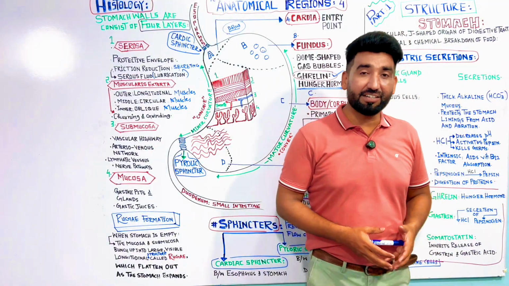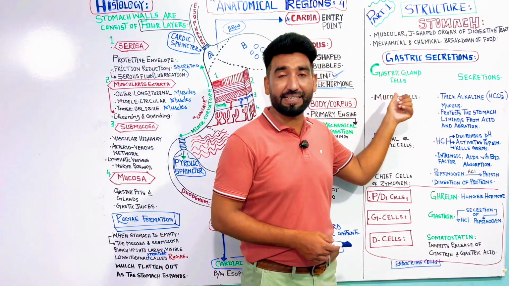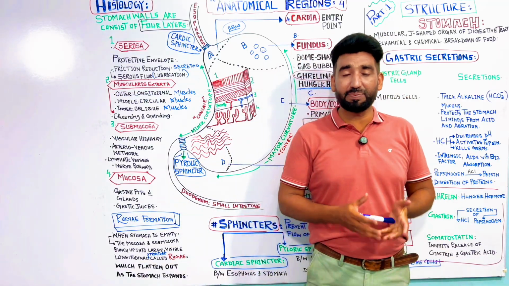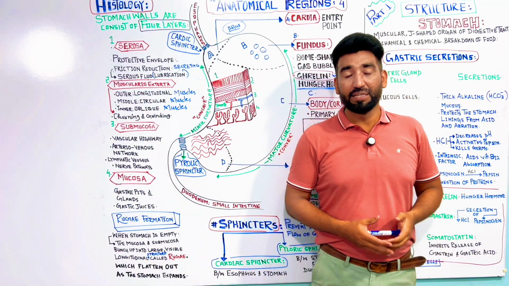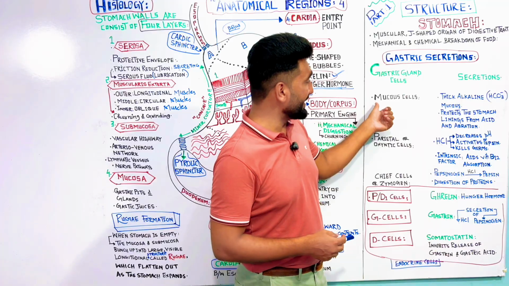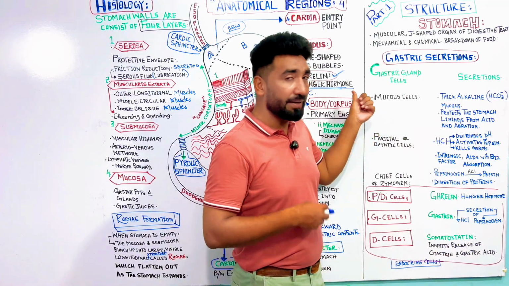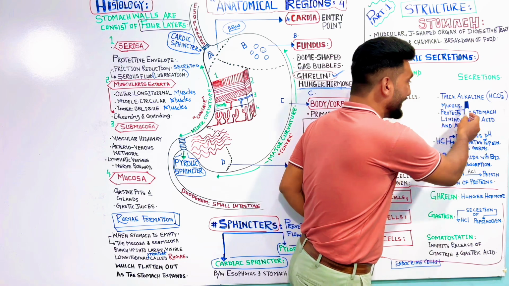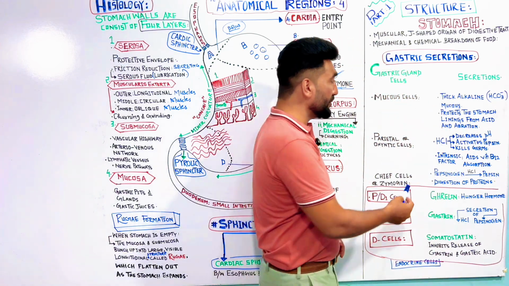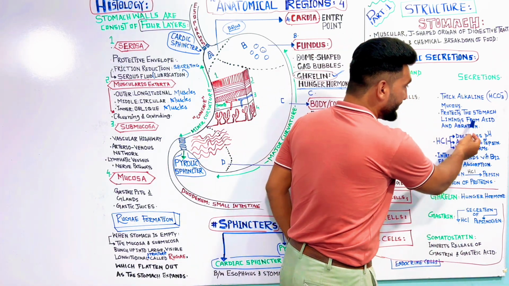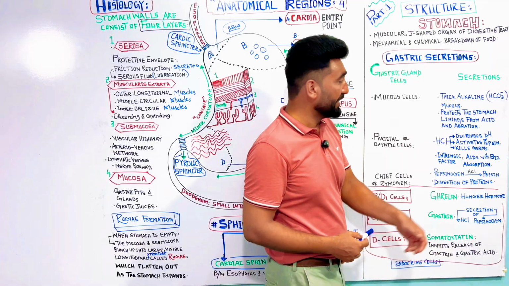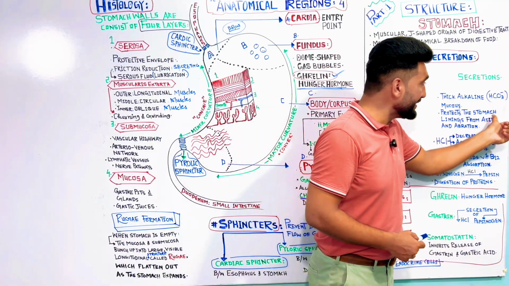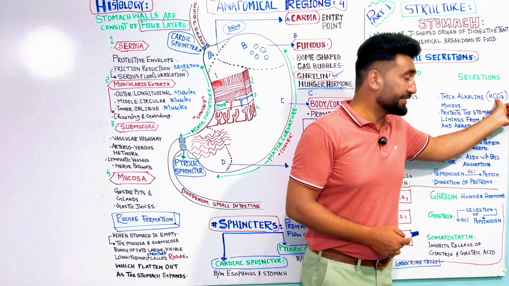Now we are going to study the gastric secretions. Gastric secretions are secreted by gastric gland cells that are present in the gastric pits of the mucosa layer. Number one, gastric gland cells are mucus cells or mucoid cells that secrete thick alkaline, bicarbonate-containing mucus. Mucus protects the stomach linings from acid and abrasions. It neutralizes acid due to bicarbonate ions.